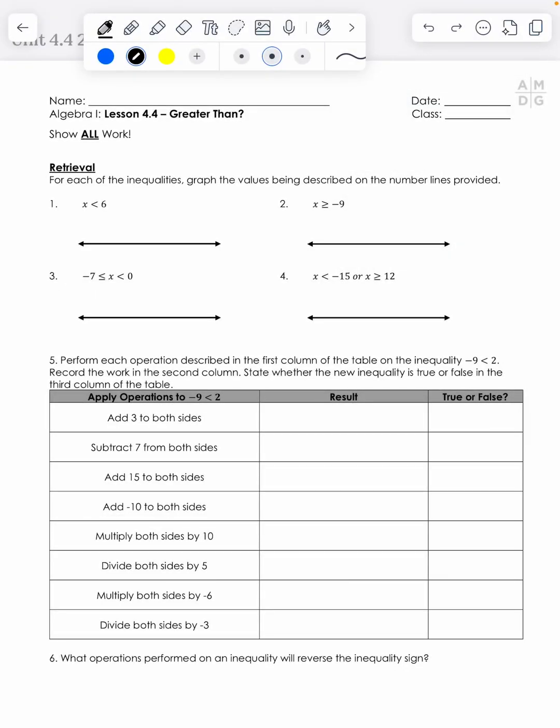All right, gentlemen. Sorry I can't be there today, but we're going to push through and work on some inequalities. First part should be review. Let's just review real quick how to graph an inequality.